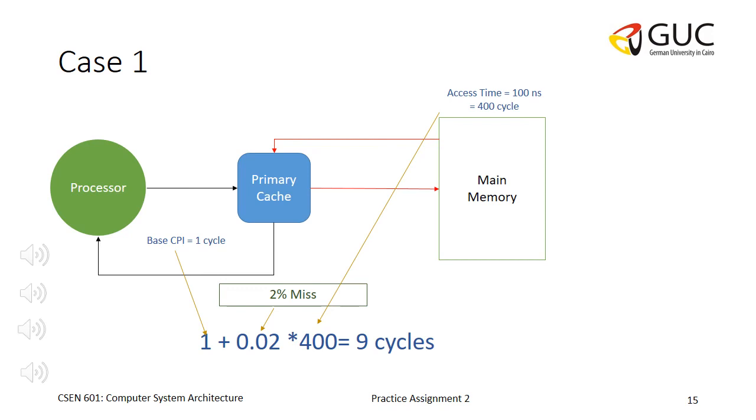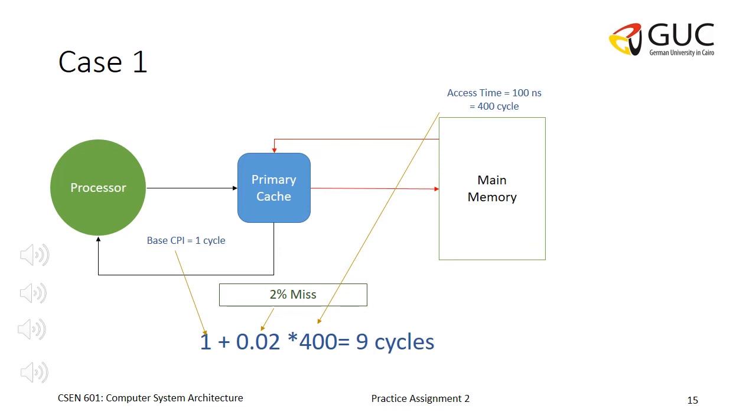So we have here a processor of 4 gigahertz. We have a primary cache with a 2% miss rate. We have a main memory where the access time of it is 400 cycles or 100 nanoseconds. Okay, and we have the base CPI of the primary cache with 1 cycle. So what do we need here? We need to calculate the average number of cycles for one instruction only. So what do we need to know? We need to know for one instruction how many cycles it can do.